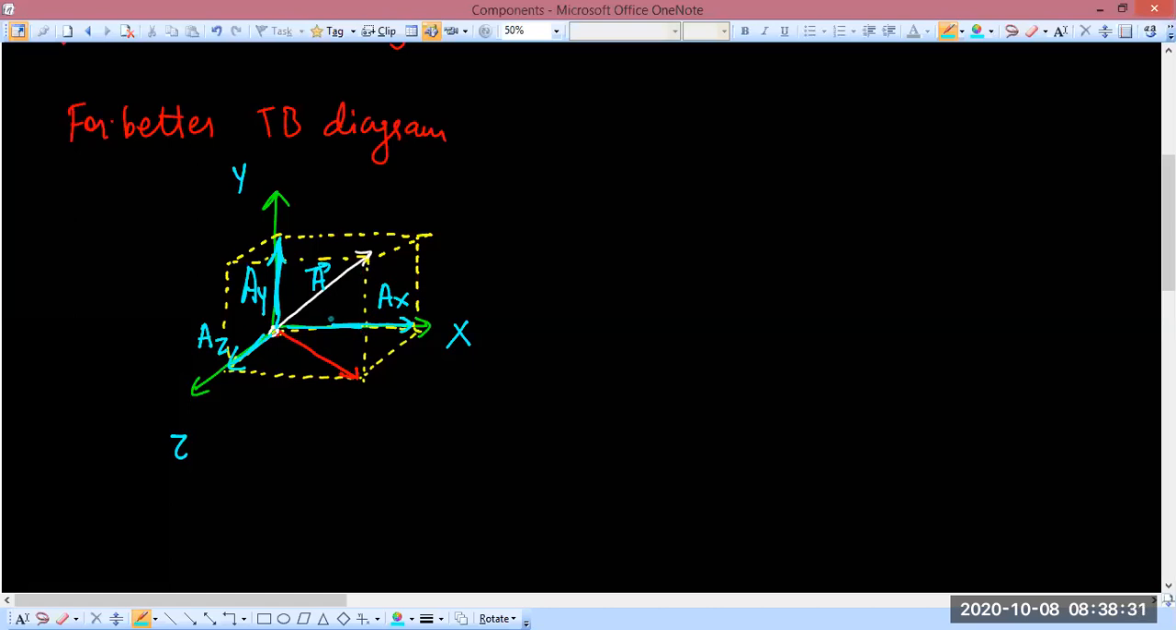So because of that, we have 3 components. So here you see it's not a rectangle. Here it is a cuboid. Do you understand? This is a cuboid. This is not a rectangle like we used to draw earlier, right?